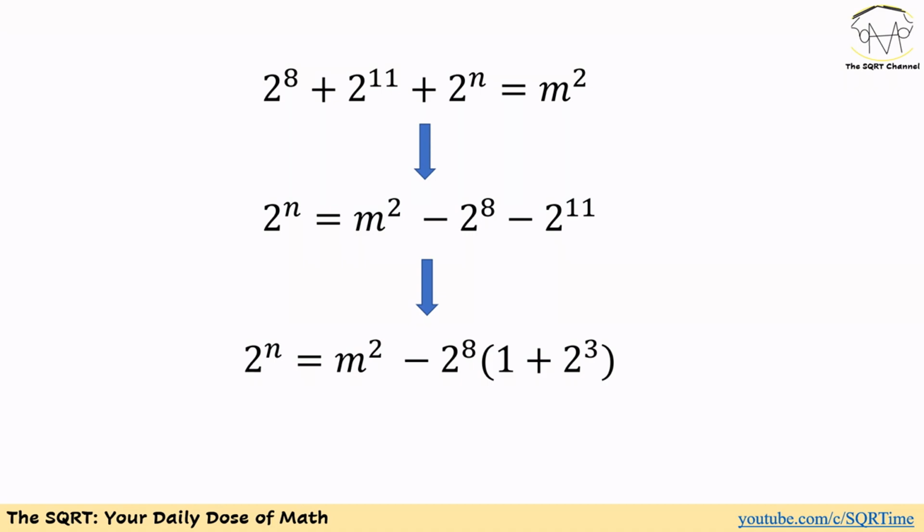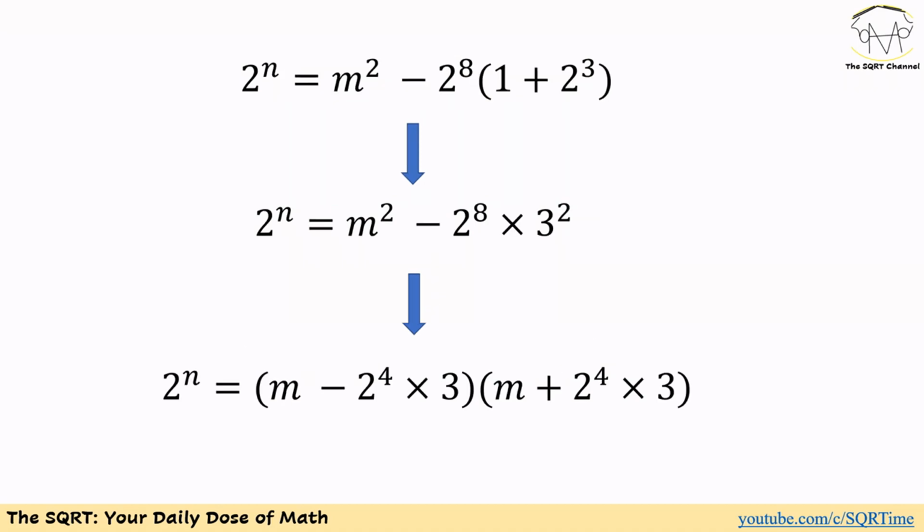Then we can say that 2 to the power of n is equal to m squared minus 2 to the power of 8 times 1 plus 2 to the power of 3. Here we factor out 2 to the power of 8 from the two terms that we have here. With that, we can say 2 to the power of n is equal to m squared minus 2 to the power of 8 times 3 to the power of 2. Remember, 2 to the power of 3 is 8, and we have 8 plus 1 or 9, which is written as 3 to the power of 2.